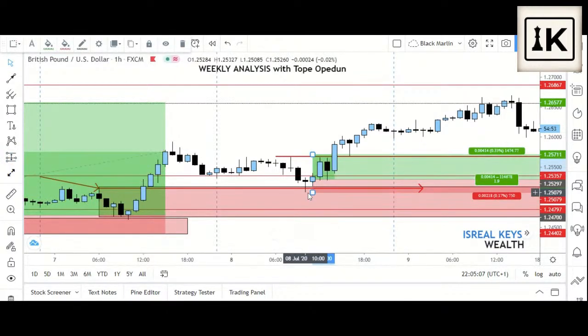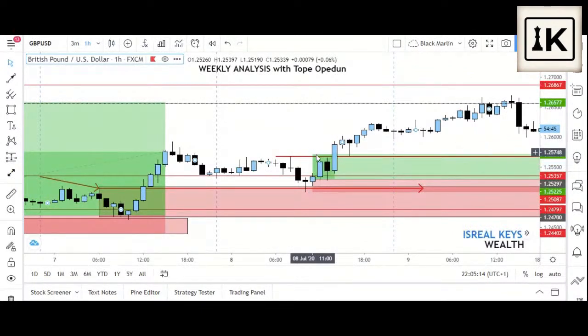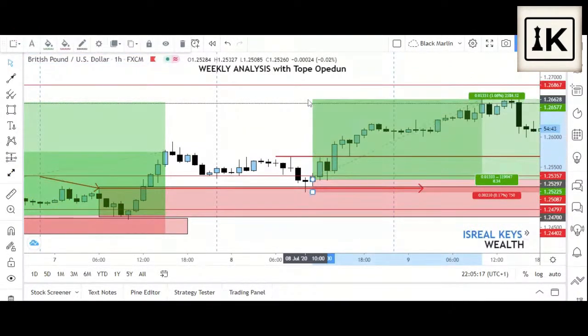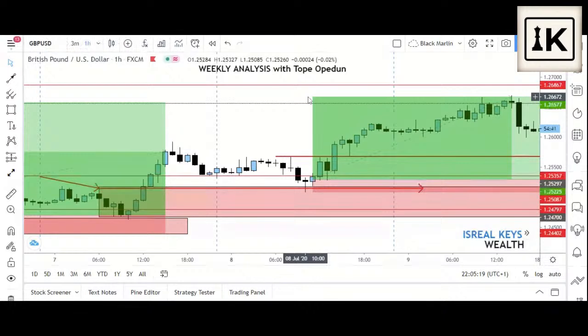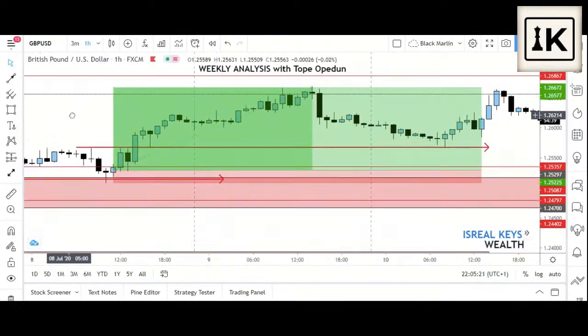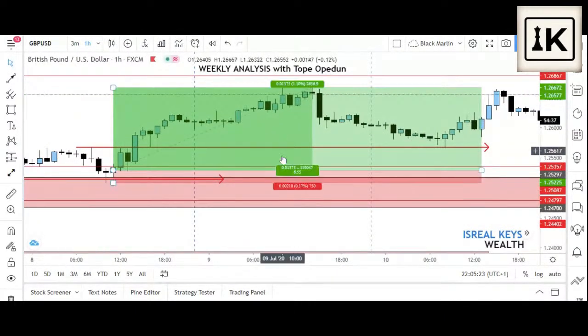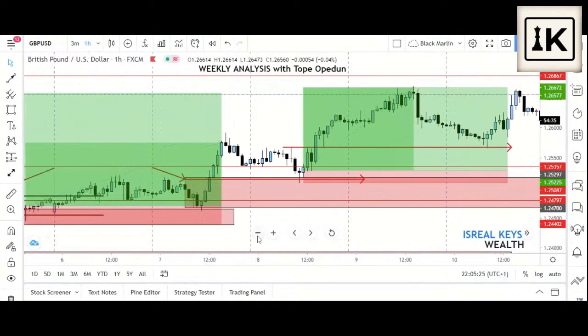Stop loss was how many pips? I don't even know, like 10 pips or so. And then look at your take profit. There's another, let's say 6 to 1. Yeah. Simple.